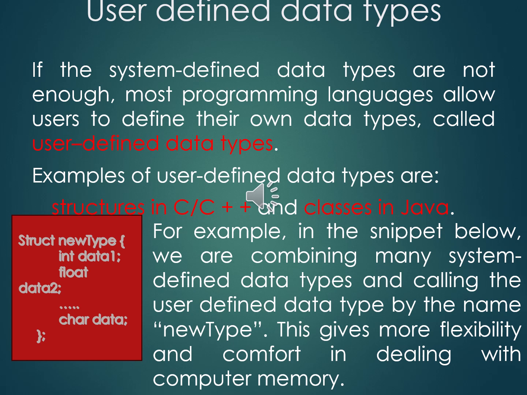In the code snippet shown on the left, we are combining multiple system-defined data types, like integers, floats, and characters, into a single user-defined data type called new type. This approach offers greater flexibility and ease when managing memory in computer programs.